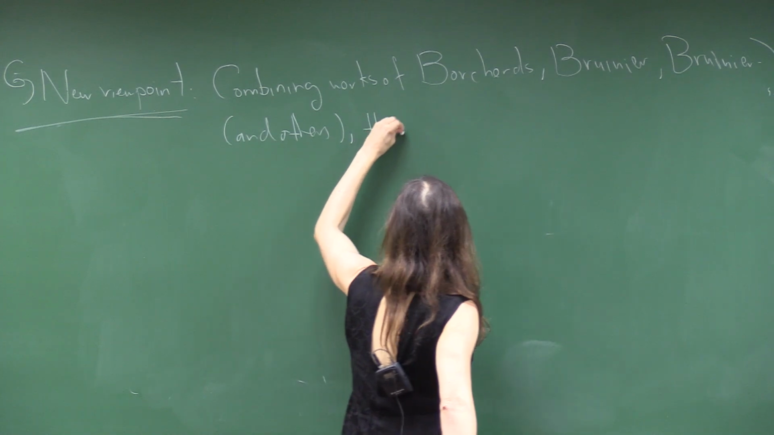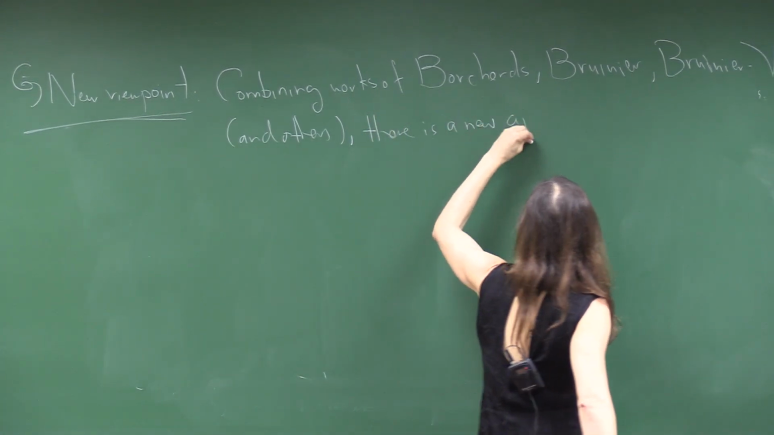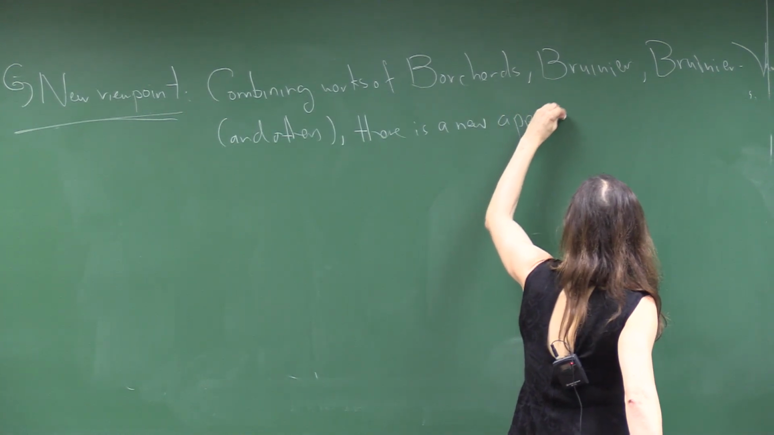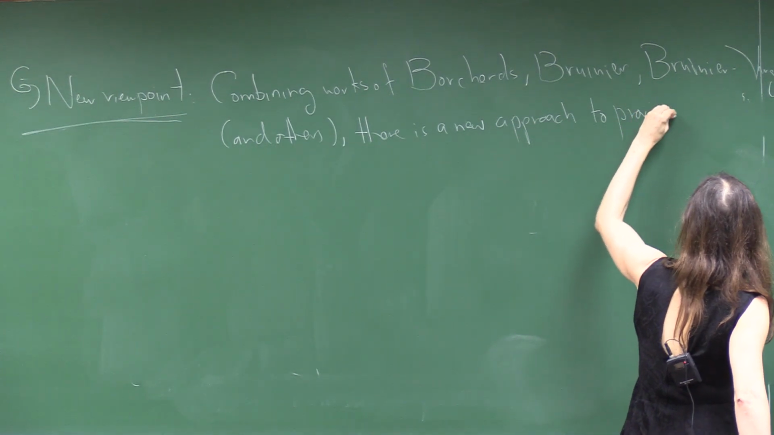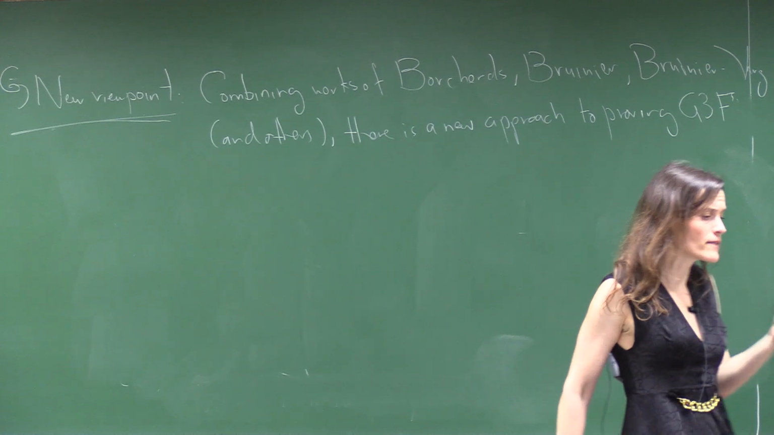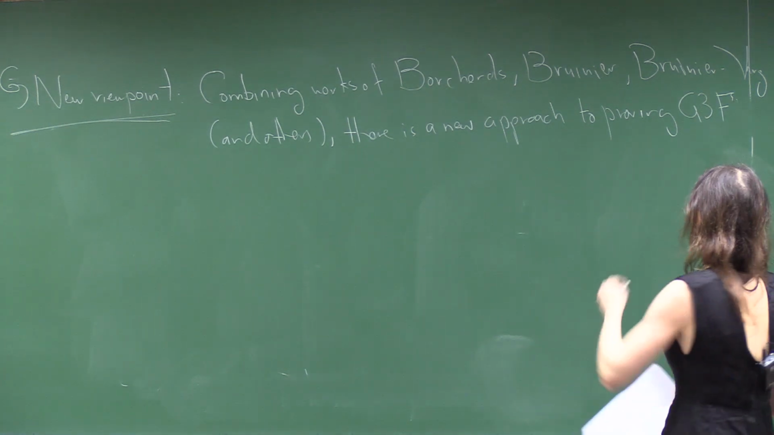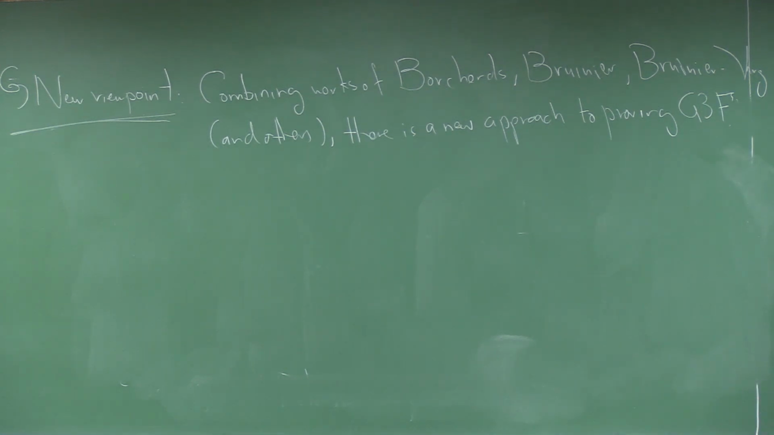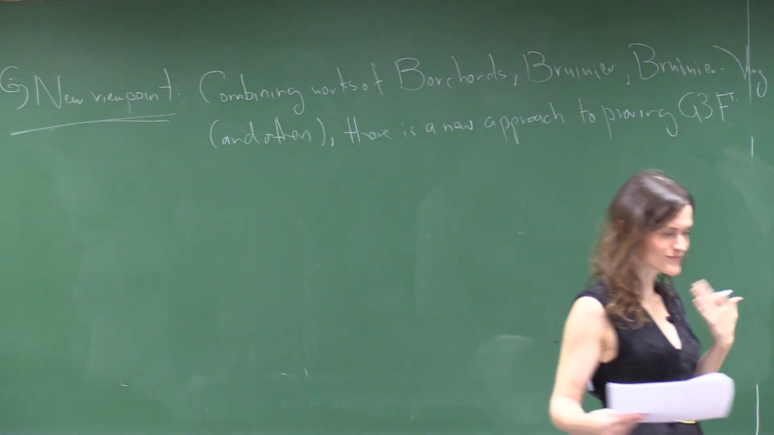There is a new approach to proving the Gross-Zagier formula and higher rank analogs, in the sense of higher rank group. Higher rank has two senses here. It's a higher rank group, but not higher Mordell-Weil rank. At least not a priori.